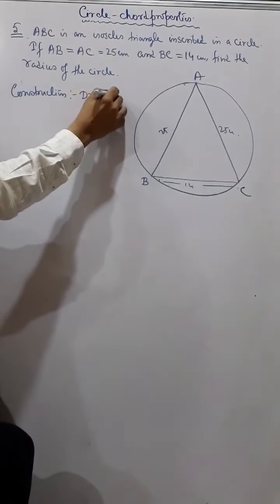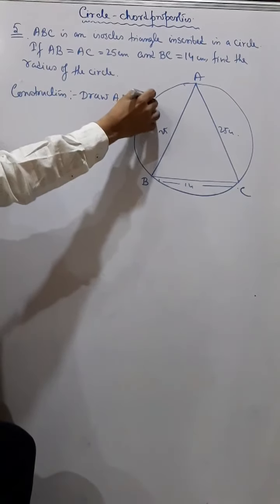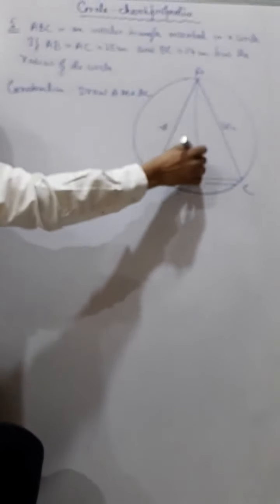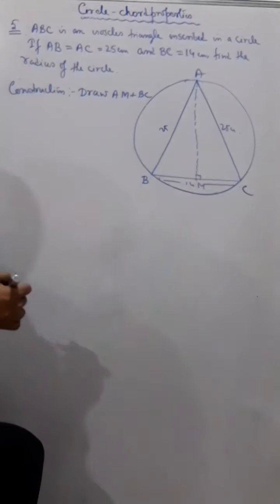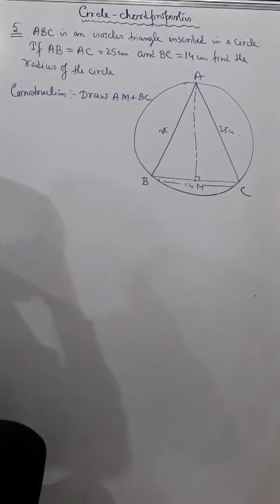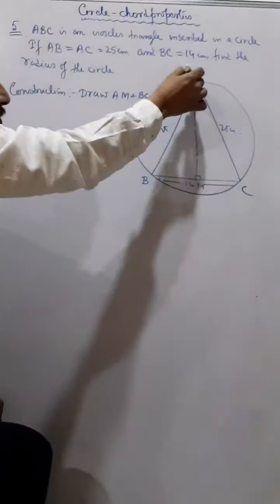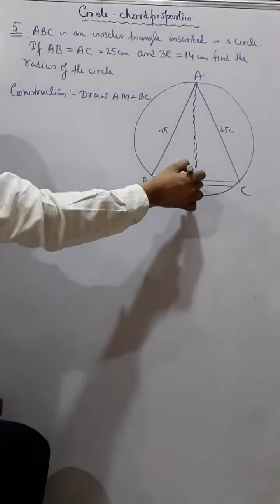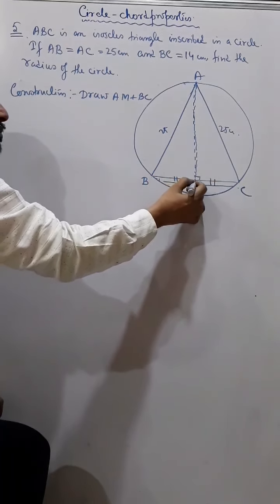Say draw AM perpendicular to BC. Now we know that since it's an isosceles triangle, when you draw the altitude that is perpendicular from the vertex to the base, then this divides the base into two equal parts. So we can say BM equals MC.